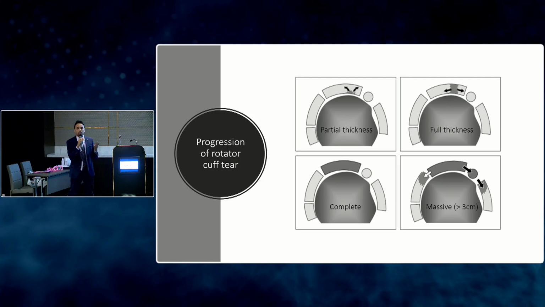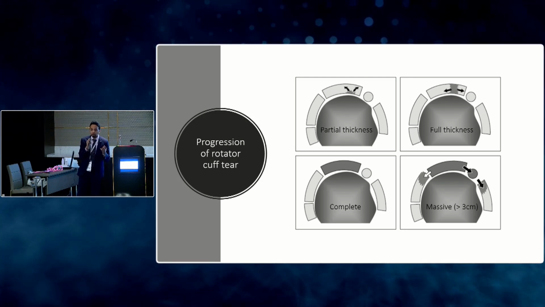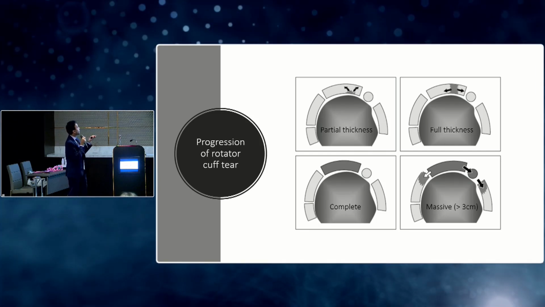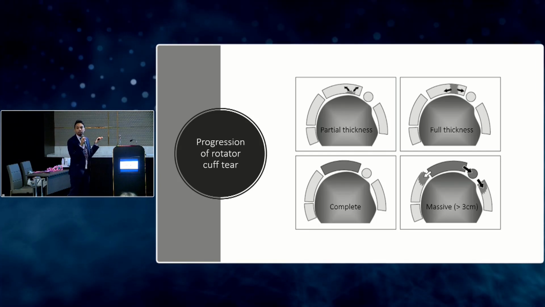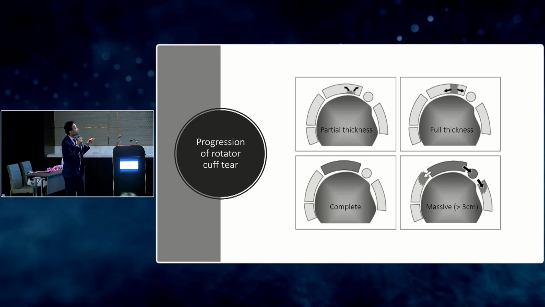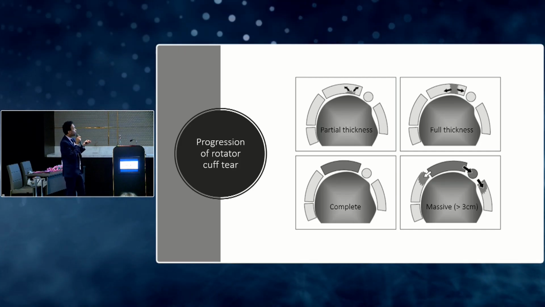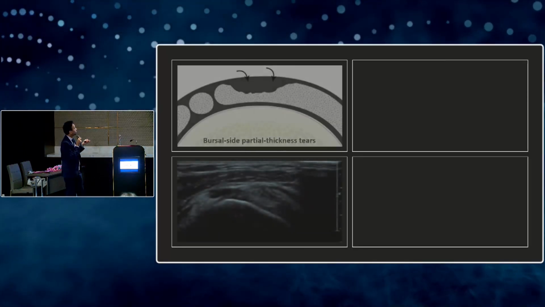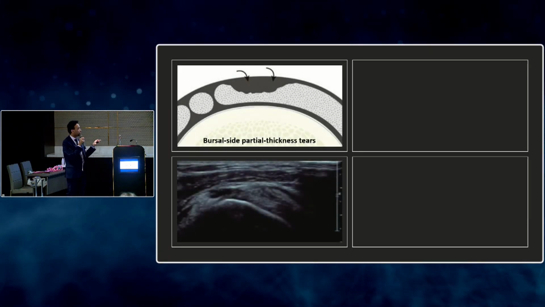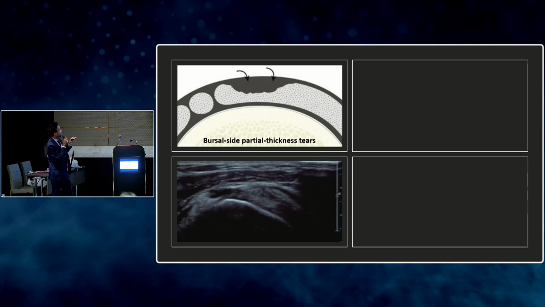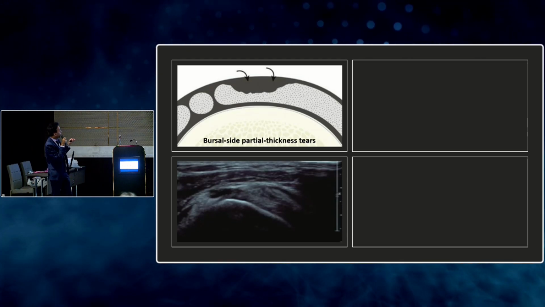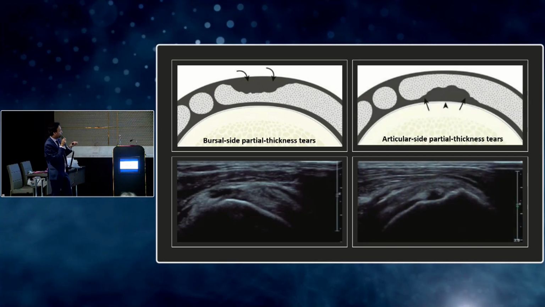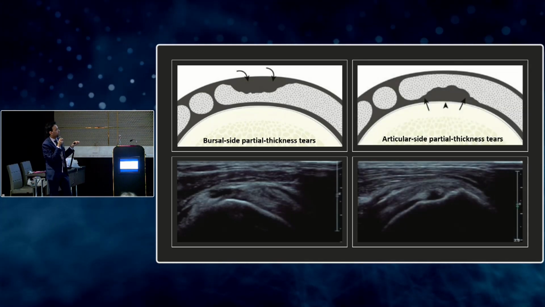So we're going to talk now about the tendon tear, where we're more likely to see either tendon tear or supraspinatus tendinopathy. We might have just a partial thickness tear, or a full thickness tear, or this might progress to a complete or massive tendon tear. To differentiate between these with pictures, we can call it a bursal side partial thickness tear, or an articular side partial thickness tear.